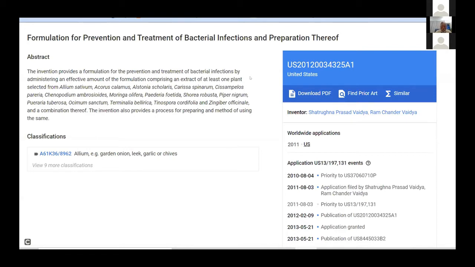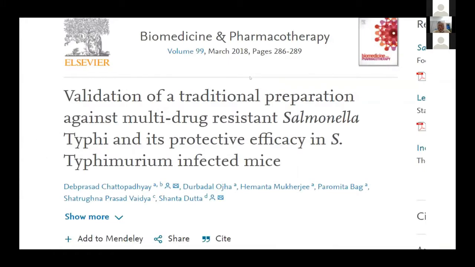The patent was granted. When the patent was granted, simultaneously we started research in ICMR's virology unit in Kolkata. Debprasad Chattopadhyay was there at the time, and his other colleagues. And Shatrughan Prasad Vaidya, the innovator, was one of the co-authors. Shanta Datta was at that time director, I think. So this paper was published in Biomedicine and Pharmacotherapy, 2018.